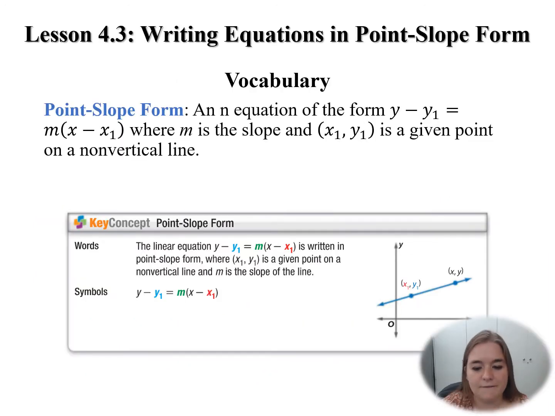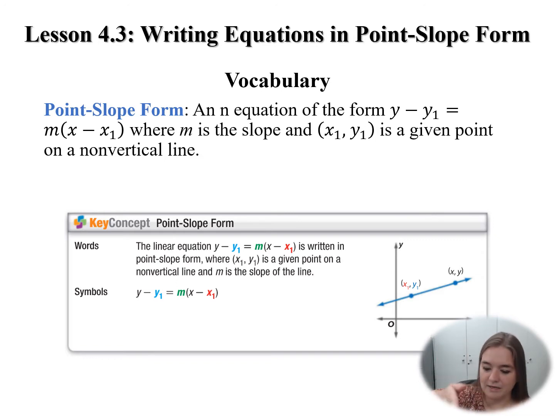For this one, our first and only vocab term is that idea of point-slope form. Point-slope form is an equation of the form y minus y1 equals m times x minus x1, where m is the slope and (x1, y1) is a given point on a non-vertical line.